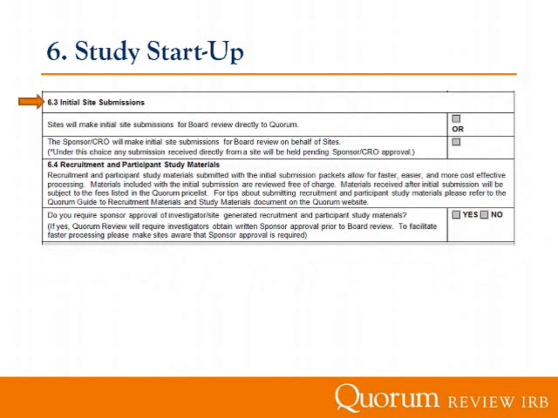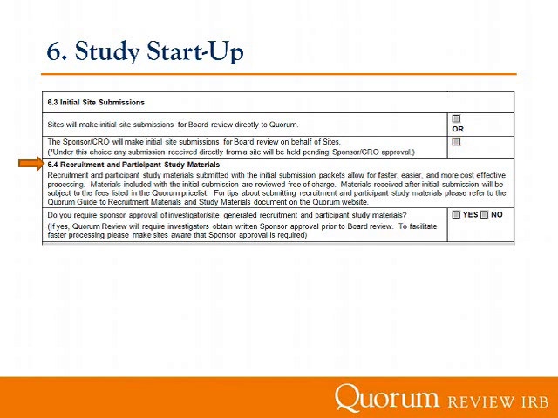6.3 is a vital question, as the wrong answer here can potentially lead to delayed site reviews. If you permit sites to submit directly to Quorum, we will process submissions directly from your investigators. However, if you choose to make the submission on behalf of your sites, we will hold any from review that do not come with correspondence from you indicating they are okay to process. This often leads to some confusion, so make sure you understand how you want your sites to be submitted when answering this question.